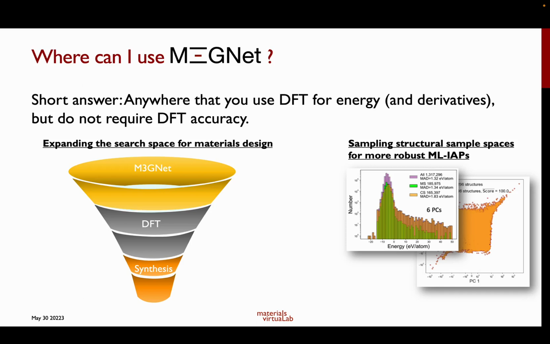Now, with M3GNet, basically what we can do is that we can expand the top part of this funnel, right? We don't actually have to just start from DFT. We can start from M3GNet to do a much bigger space of materials, and then we funnel it down to do DFT calculations, right? This is more for the computational material scientists, so I'm actually not going to talk about this, but essentially you can also generate structures for fitting machine learning interatomic potentials, okay?